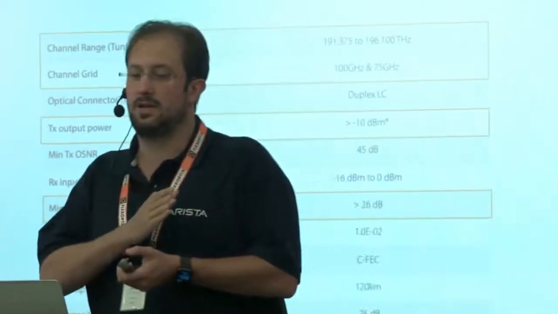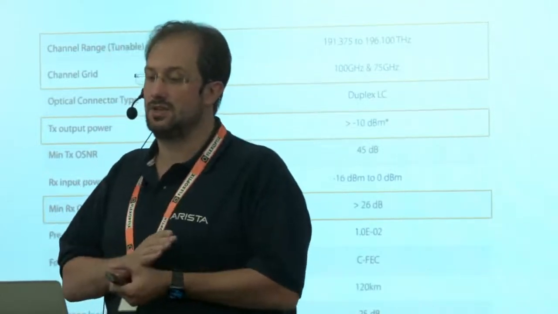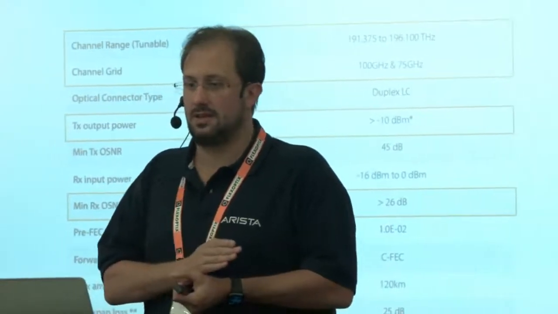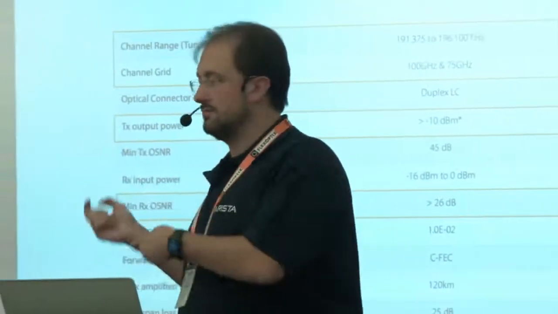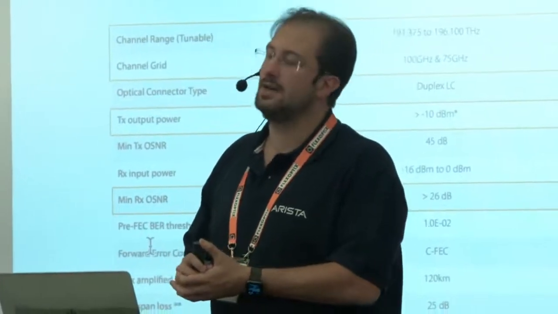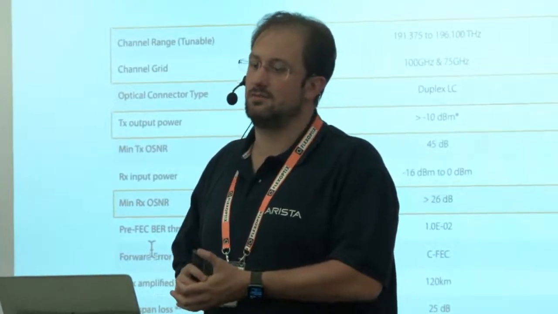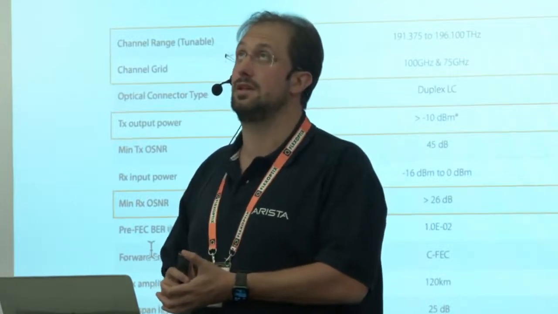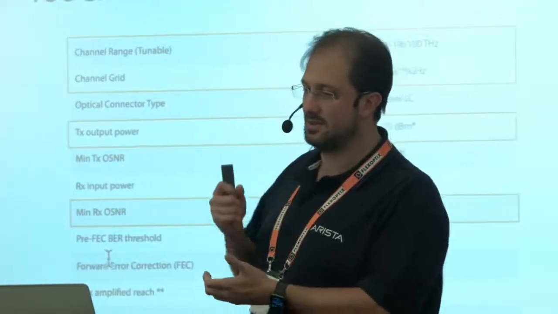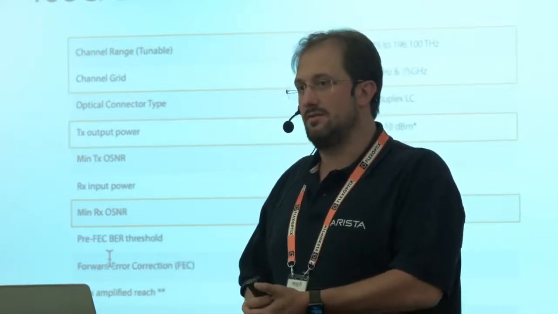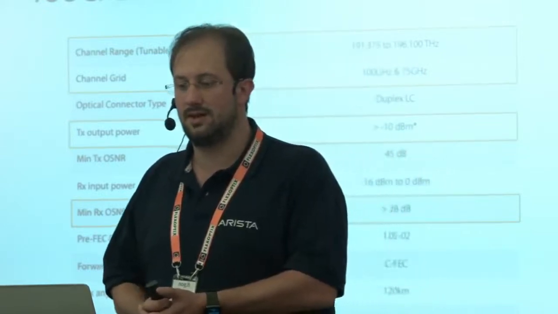So we're talking about a channel range in the 191 to 196 terahertz grid. For our solution, I'm going to show you on the next slide what we did the real world testing with. It's pretty much the recommended space, the 193 to 195 terahertz range. ZR can do a channel spacing of 100 gigahertz or 75 gigahertz.